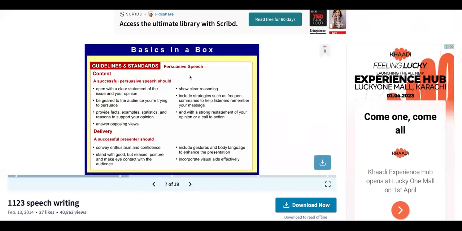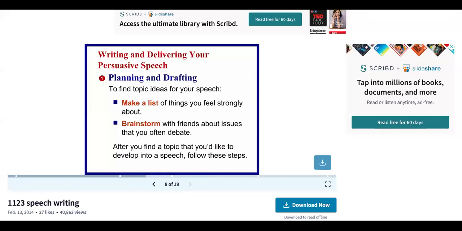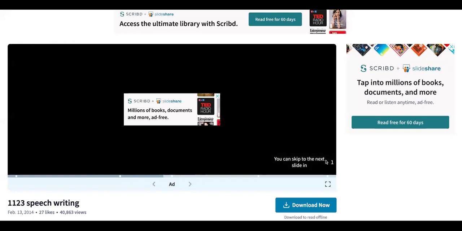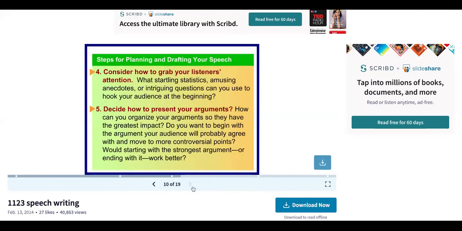So a successful persuasive speech should open with a clear statement of the issue and your opinion. Get the audience you're trying to persuade, provide facts, examples, statistics, and reasons to support your opinion, and answer opposing views. Now this is something that I'm going to explain with 3 different distinctions, so no need to get into this right now. Again, when you're writing a persuasive speech, make a list, brainstorm. That's what's going to help you. Basic instructions.